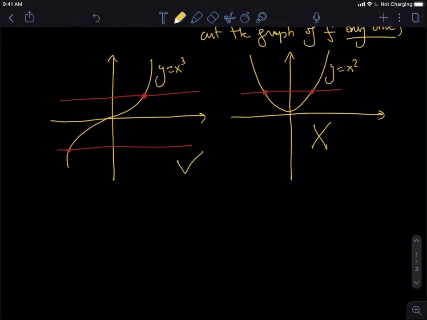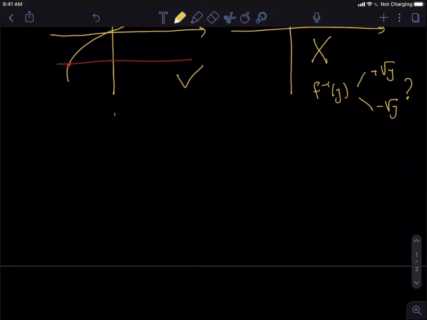So here we know the issue. Here it's not going to pass, here it's okay. We know here that for the inverse, we have two possibilities: the plus square root of y or the minus square root of y. So we are left not knowing which one to pick. This function takes two different x's to the same y. So how can you send them back? You will not know where to send them.